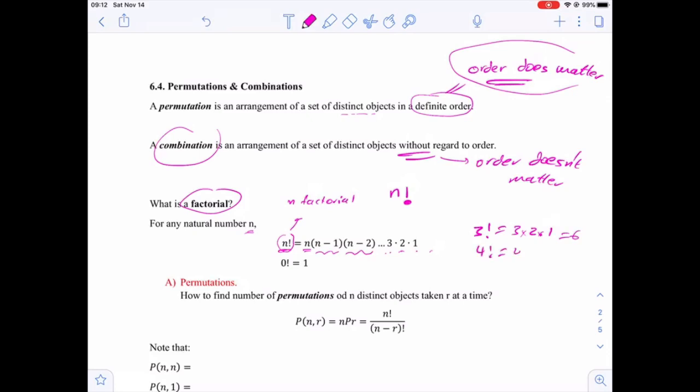4 factorial is 4 times 3 times 2 times 1, which is 24. 5 factorial is 5 times 4 times 3 times 2 times 1, which is 120, and so on. We multiply by all natural numbers less than that number. So that's what we mean by factorial. If you see this, that means you multiply n by all numbers less than it until you reach 1.